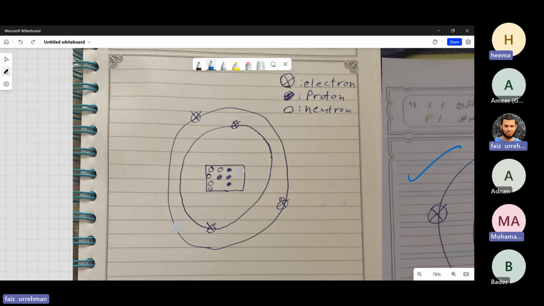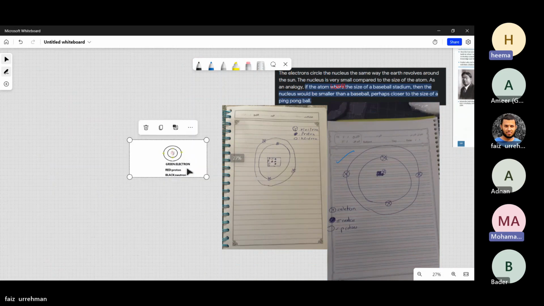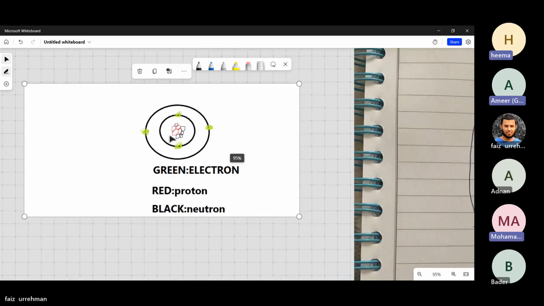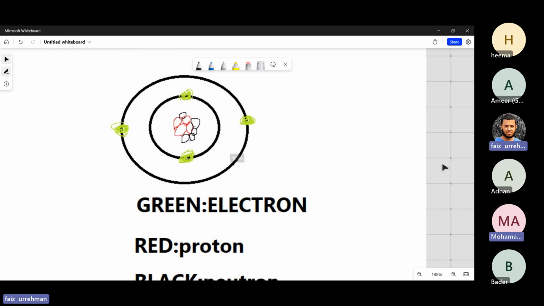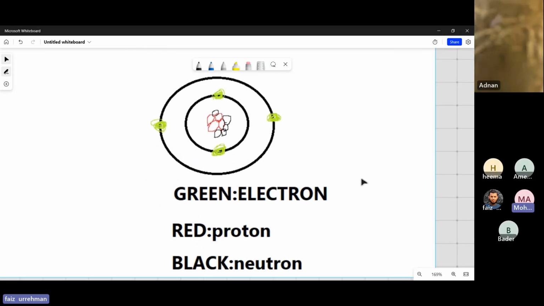Okay. I received one more thing. Wow, that's my worst drawing. Are you working on a PPT or what? How did you give me this? Look at the beauty of the animation. Stick drawing. Green is electron.